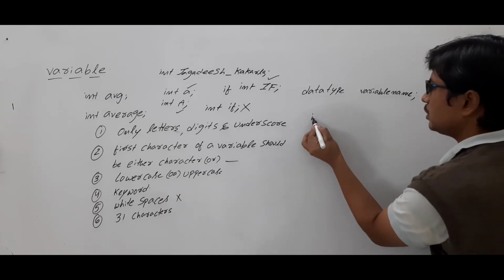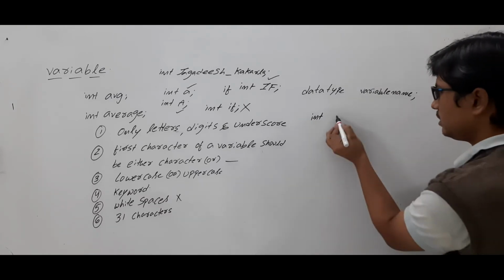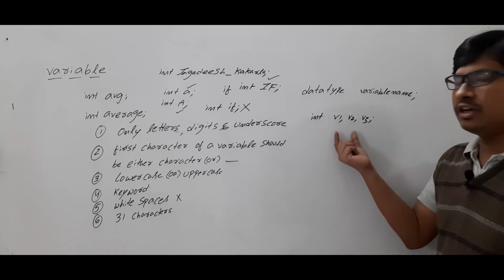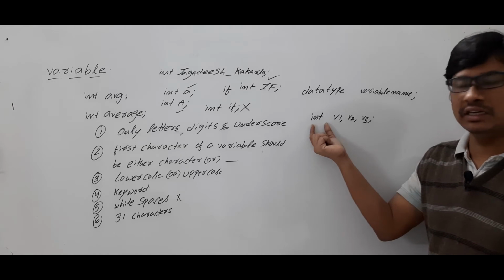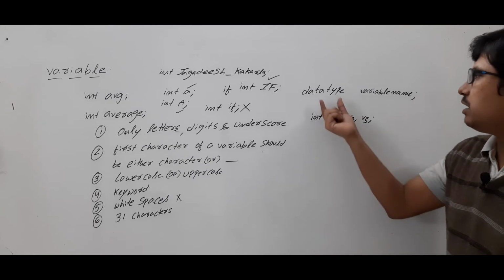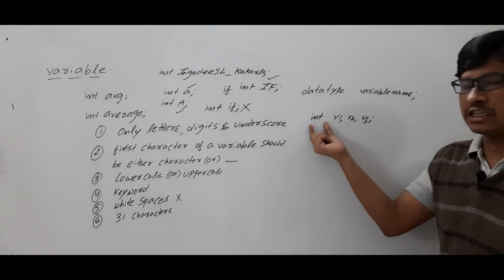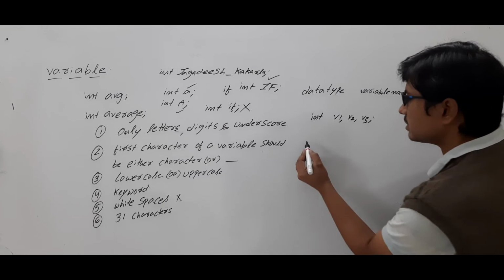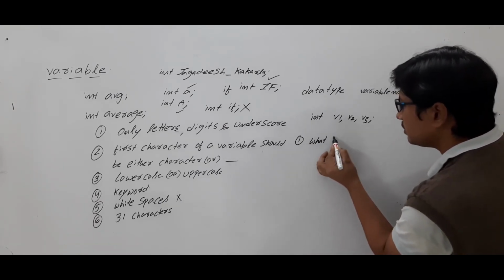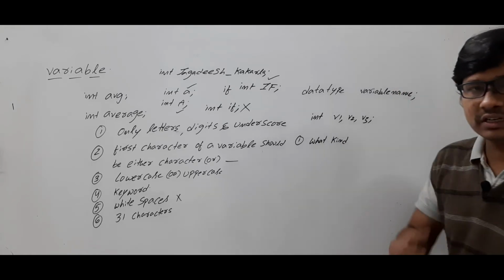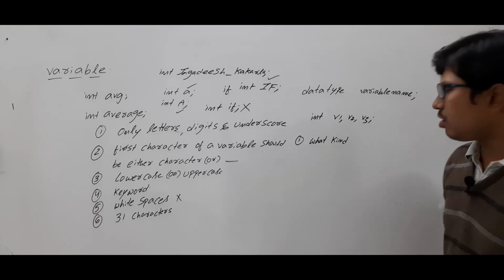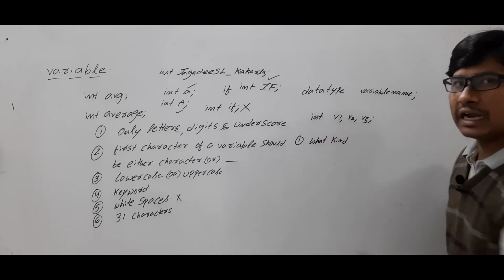Suppose let's take that you are declaring it as int v1 comma v2 comma v3. This is valid, where three variables are there whose data type is int. These variables can store the integer values. Remember one thing, whenever you are declaring a variable with a corresponding data type, it will tell you two things. One is what kind of values this variable will store, whether it will store a character constant, whether it will store a real constant, whether it will store an integer constant. All these things will be told based on what data type you are using.